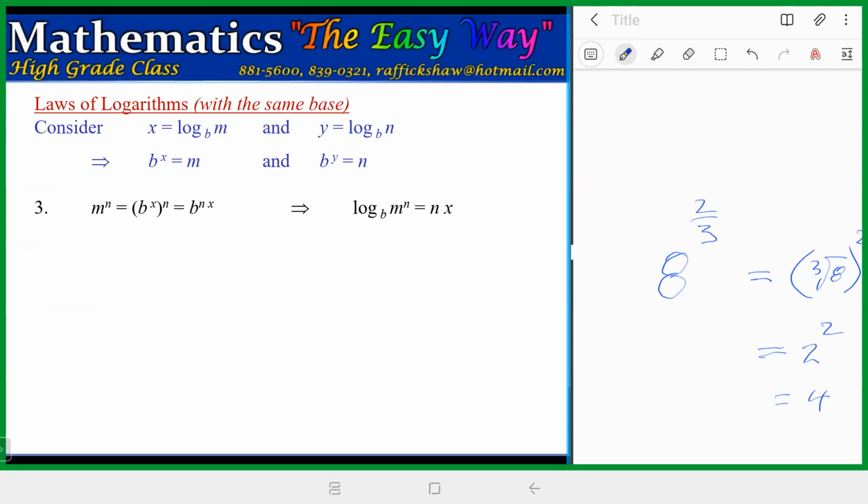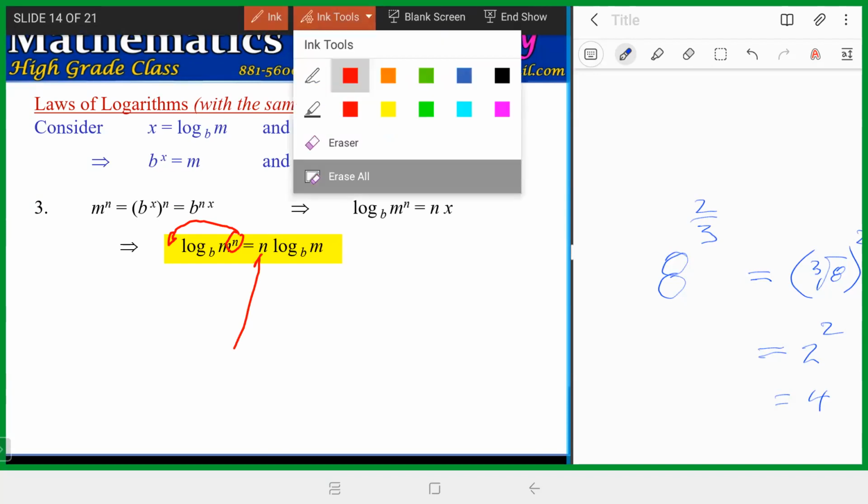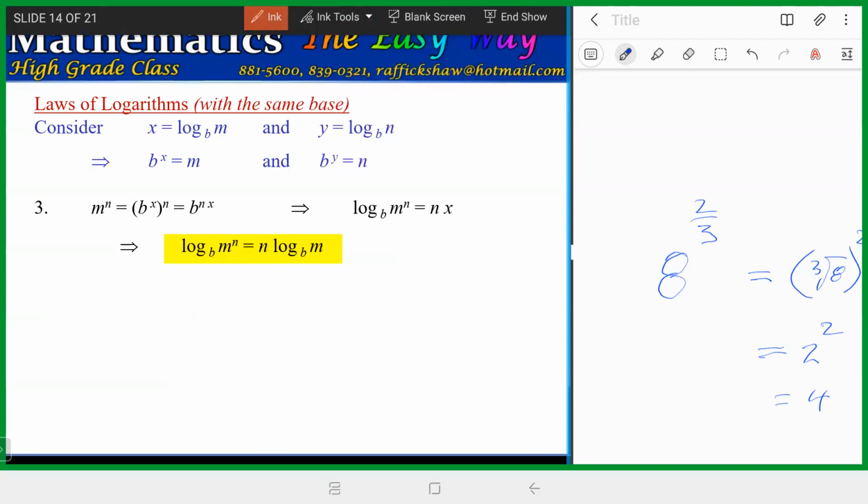So the product one, the quotient one, we have the power one. Third one is the power one. See there? Now if a number is raised to a power, the power can become the multiplier at the front. The power comes to the front and multiplies. See? Like that. The 4 comes to the front and multiplies. And this law stems off the first one.